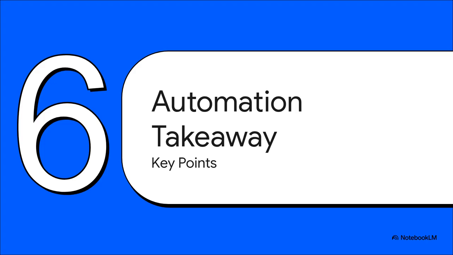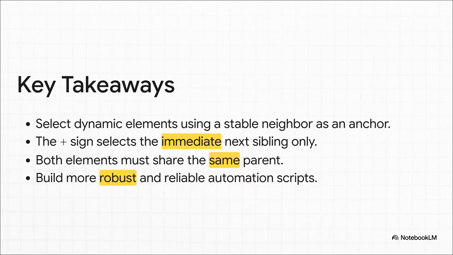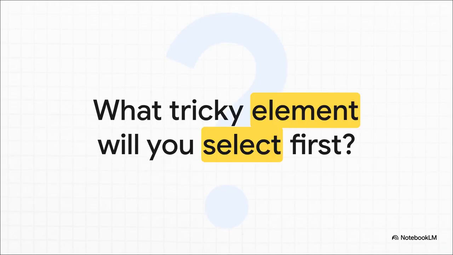Let's boil it all down to the key takeaways that are going to make your scripts so much more reliable. The very next time you're stuck on some dynamic element, stop staring at the element itself. Instead, start looking for its stable next-door neighbor to use as an anchor. From there, just use that plus sign to select the immediate sibling, making sure they're both under the same parent. I promise you, this one technique will help you build smarter, more resilient automation that doesn't break every time the front end changes. And that is the adjacent sibling combinator.